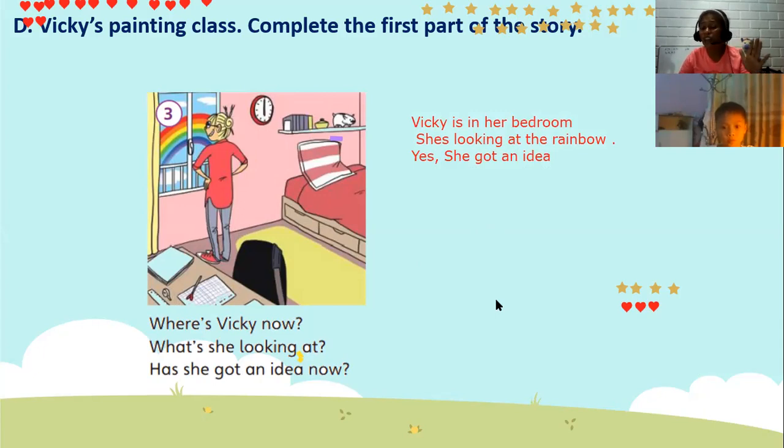Okay, do you know what the idea is? Yes. She will paint a different color. She will use different color because of that. Vicky will use different color. Okay, so do you understand now? Yes. Okay, very good, Long. Because of that, take note. Write in your notes. I will give you 4 stars. See right there.